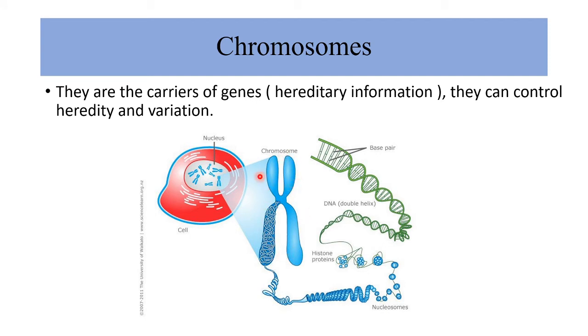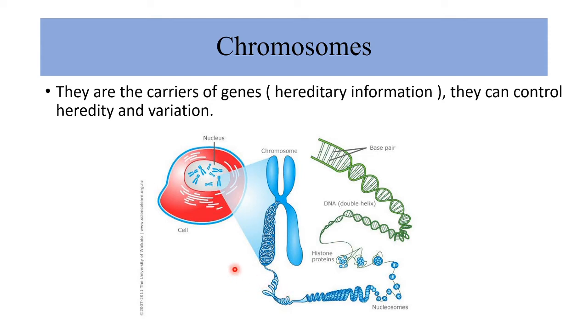This is chromosome. Inside the cell's nucleus, we can see a number of chromosomes. These chromosomes are made up of tightly packed DNA strands and some proteins called histones. And the number of chromosomes varies between organisms and species.